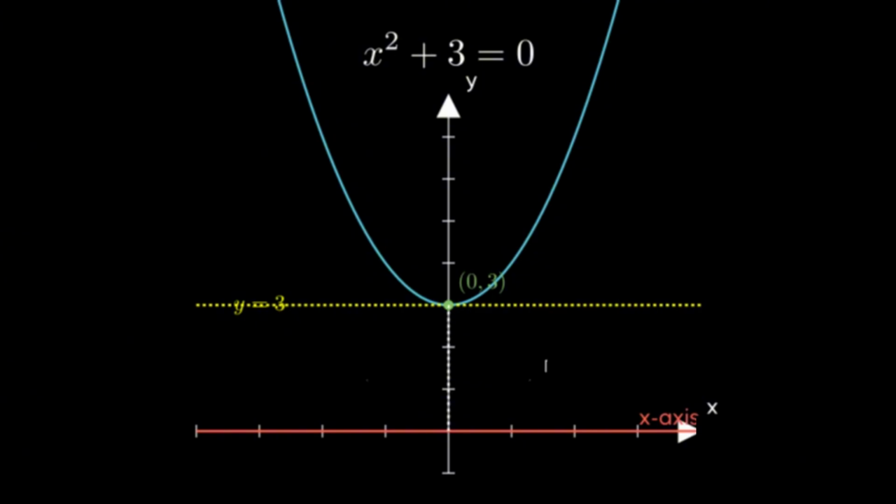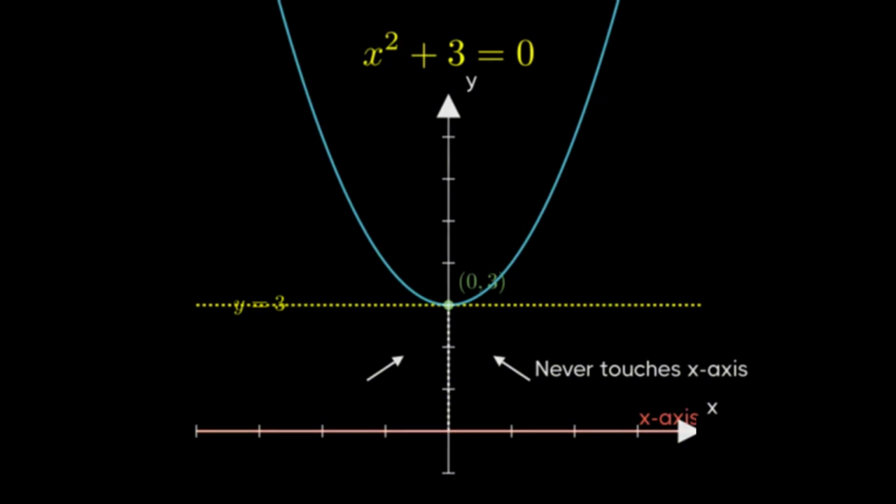The parabola never crosses or touches the x-axis because its minimum value is 3, which is greater than 0. Since it never reaches the x-axis, there are no points where y equals 0, which means there are no x values that satisfy our original equation. This geometric visualization confirms what we suspected algebraically. Since x squared must equal negative 3, and no real number squared can ever be negative, the equation x squared plus 3 equals 0 has no real number solutions.